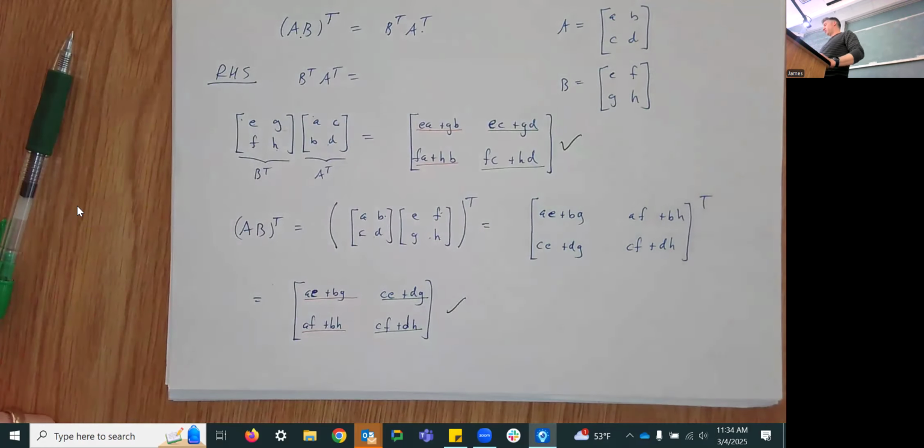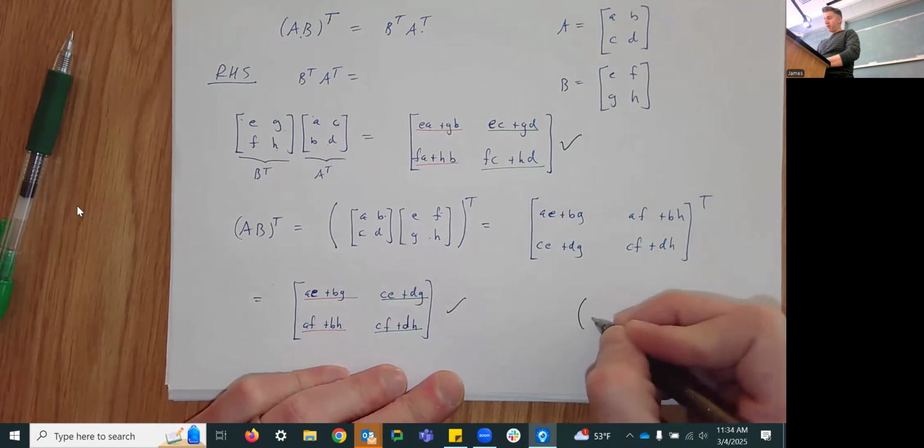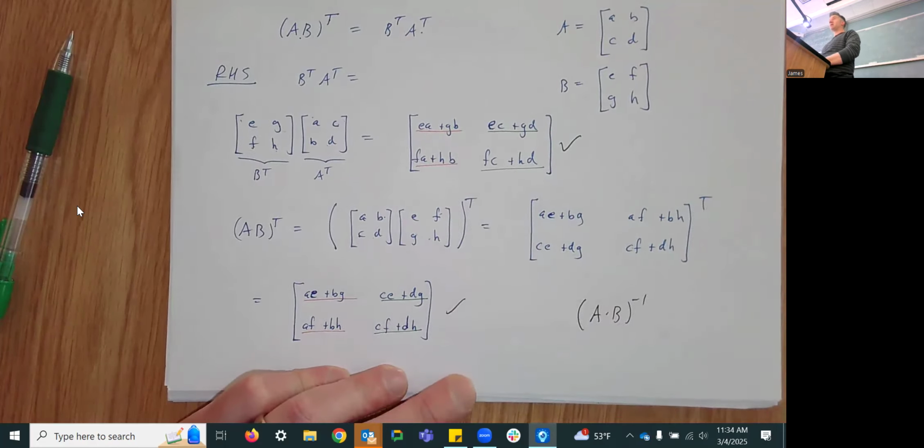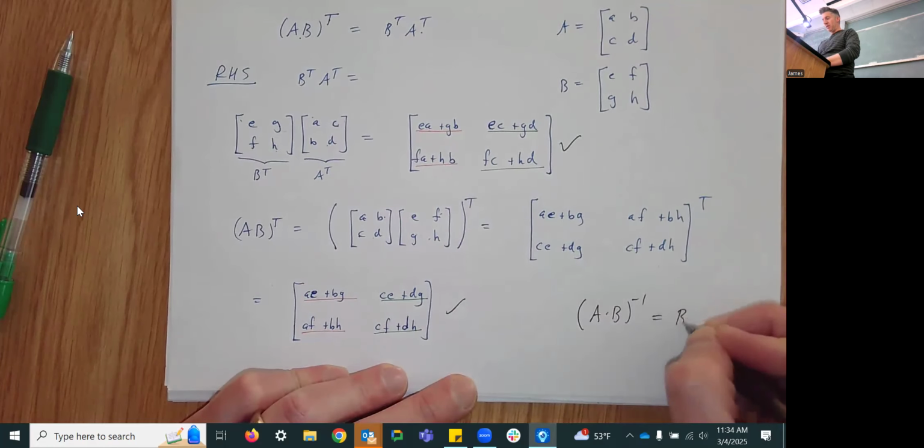I will point out, even though I don't think it really comes up, but I think it's kind of neat, it's also true for inverse matrices, which we'll talk about in a second here. If you have A times B inverse, if it exists, it's equal to B inverse times A inverse, which is just kind of neat.